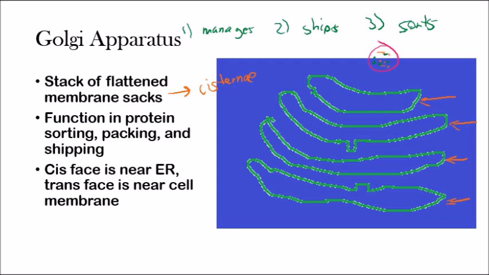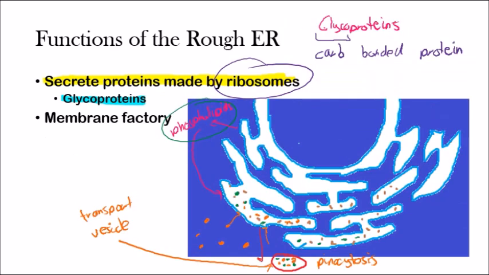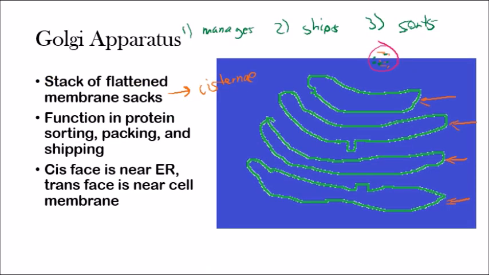Okay, so we have that vesicle, which is formed by the rough ER. Before we talk about what happens to this vesicle, we need to make sure we understand this. There's the Golgi apparatus. The Golgi apparatus actually has distinct sides. So each of these cisternae has distinct sides. We have the cis face, which is near the ER.